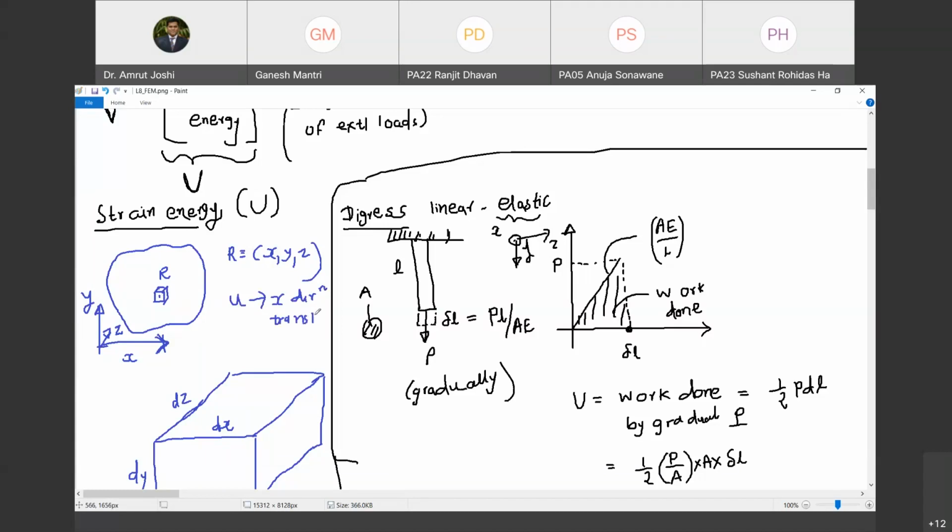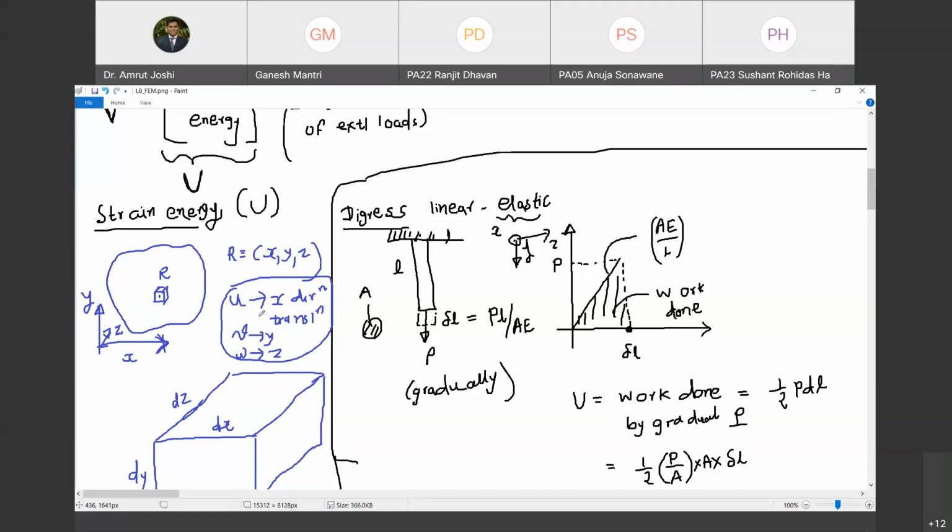Translation. V is y directional translation, and w is z directional translation. Are you with me? Yes, sir. Whatever x directional, y directional, and z directional translation is prevalent at R can be assumed to be the same over this entire volume of the cube dx, dy, dz. These dx, dy, dz should be small enough. Are you with me? Yes, sir.